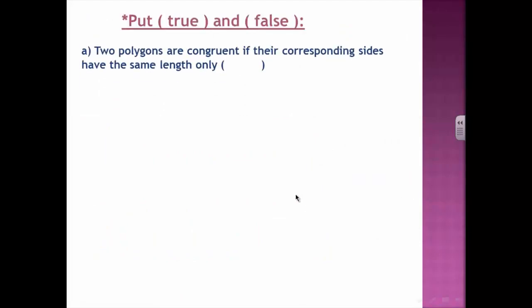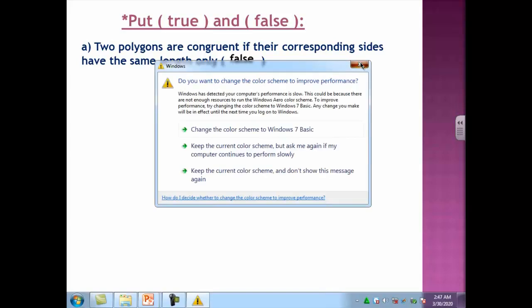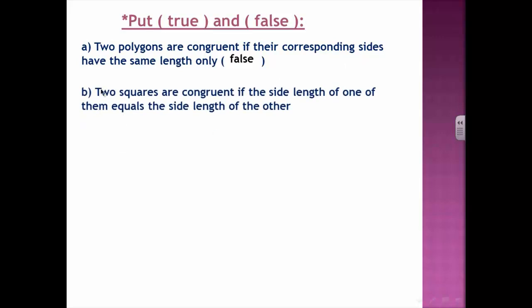Put true or false. The two polygons are congruent if their corresponding sides have the same length only? Of course not. For polygons to be congruent, there are two conditions: their corresponding sides have the same length and their corresponding angles have the same measurement. Number B, two squares are congruent if the side length of one is equal to the side length of the other. True, because a square has four right angles equal to 90, and the side lengths are equal, so the two squares are congruent.